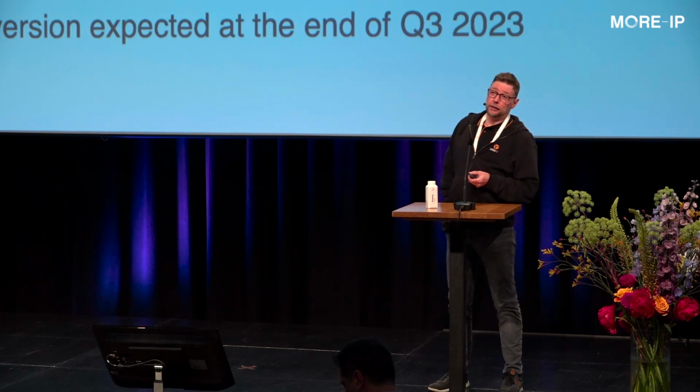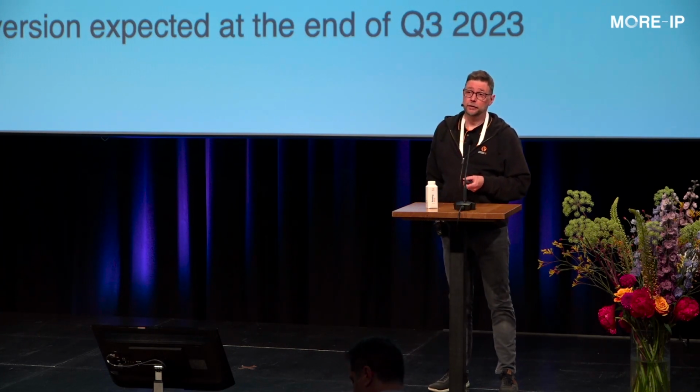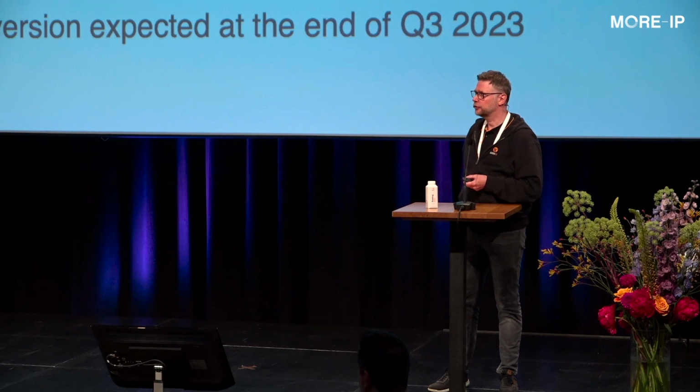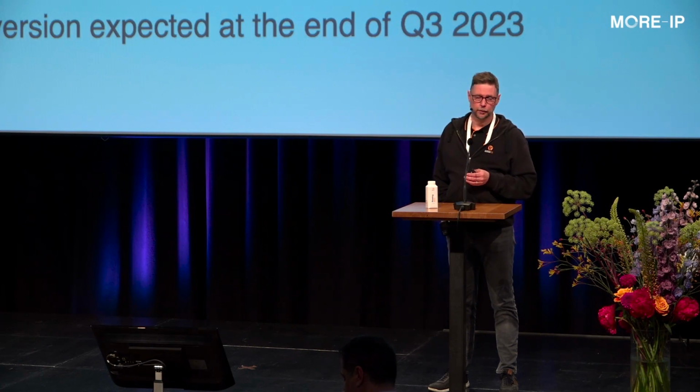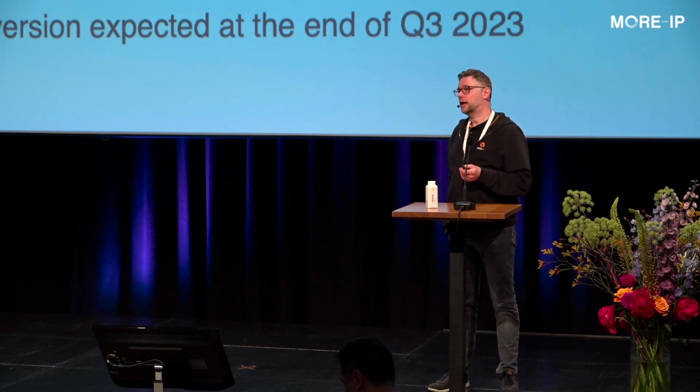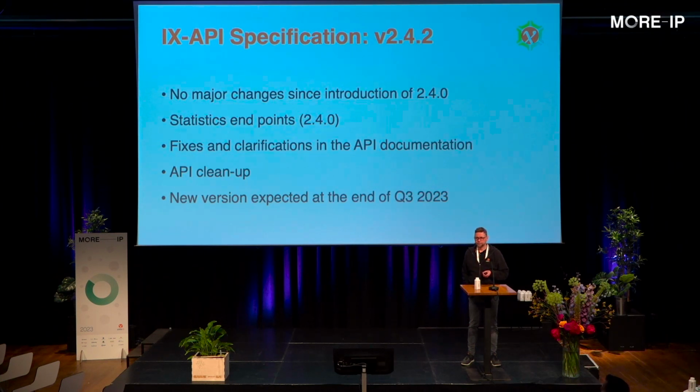So we're now at, I hope nobody corrects me on this, version 2.4.2. There's no major changes since 2.4 was introduced. We did add statistics endpoints in 2.4.0. There have been some fixes and clarifications in the API documentation. As I said, we've cleaned up some things that were either not used at all or just badly defined. And we expect a new version somewhere around the end of Q3, and that would be 2.5, if I'm not mistaken.